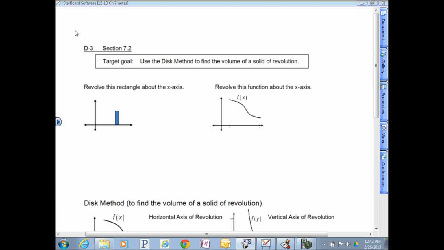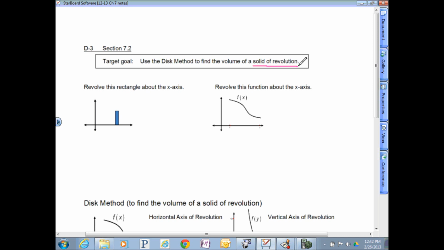Third day in chapter 7. Now we're going to make things move a little bit. So we're going to get into this concept that we're going to call a solid of revolution. I'll get to what that means.